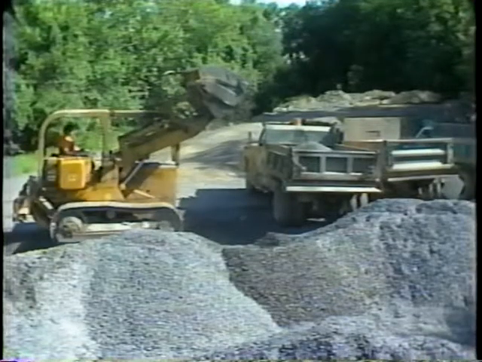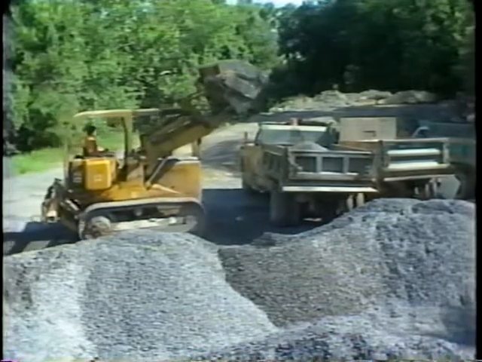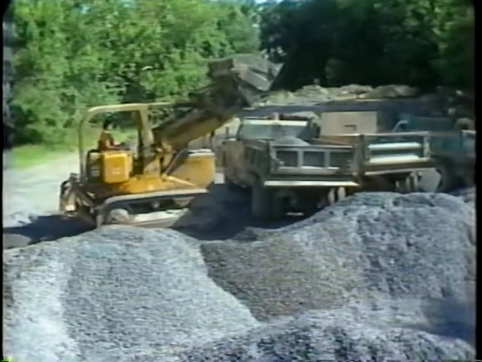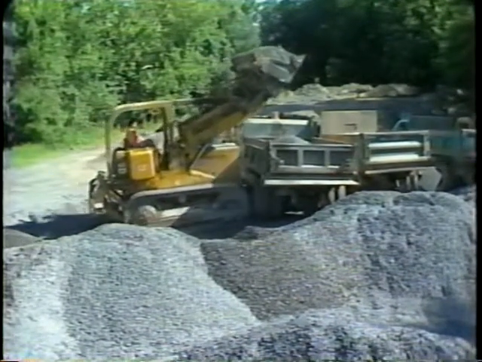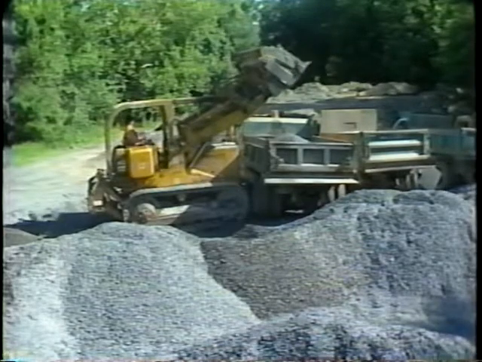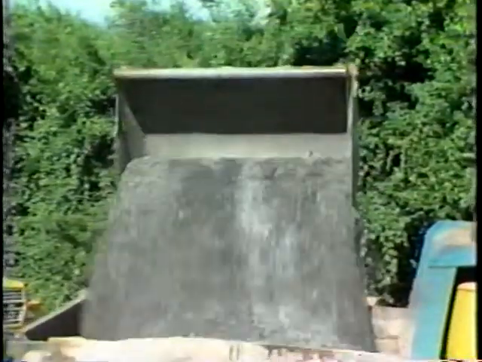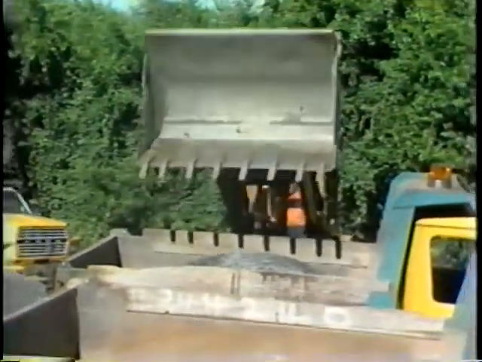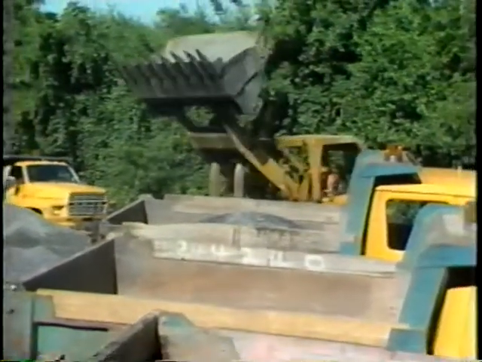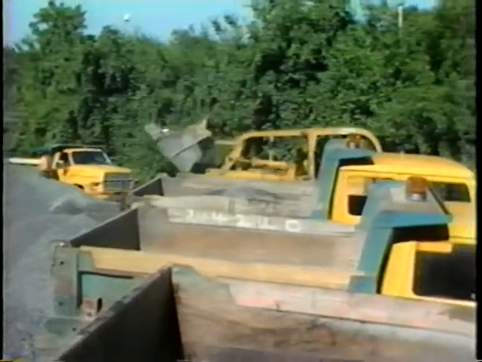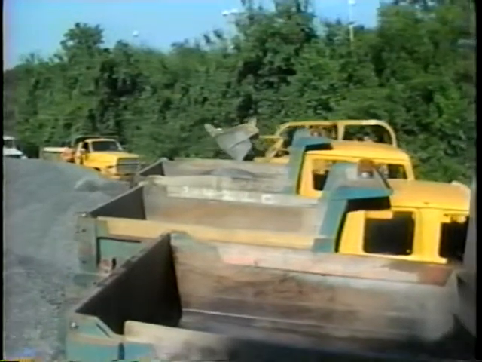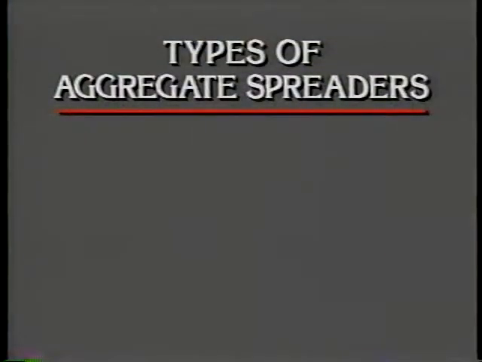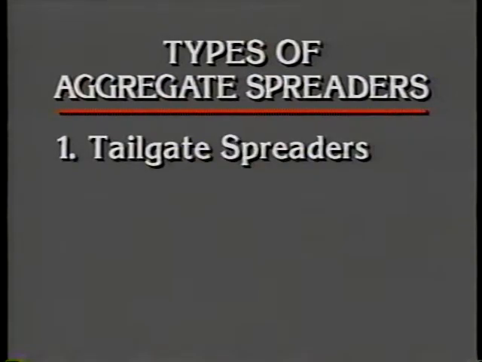It is also important that all the aggregate needed for a particular project be on hand or readily available before starting the operation. The number of dump trucks needed to haul aggregate depends on the haul distance from the aggregate to the work site and the productivity rate of the spreader. There are three basic types of aggregate spreaders. Tailgate spreaders attached to the tailgate of the truck.